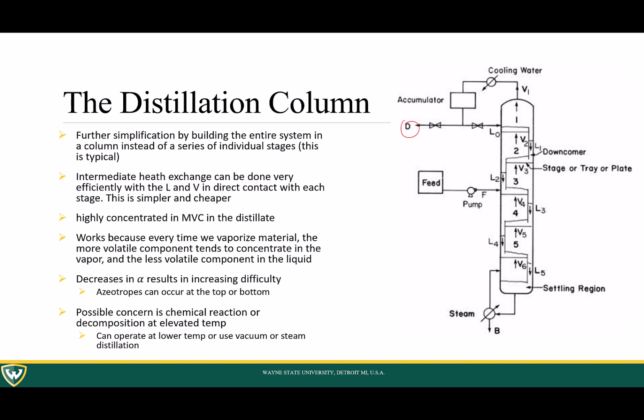A decrease in alpha results in increasing difficulty. I think that's pretty obvious because we've been talking about relative volatility. As we approach 1, we approach azeotropes, and as we do that, we no longer are able to get any separation. One thing to note is that an azeotrope can occur at either the bottom of the column or at the top of the column. So it just depends on the mixtures that you're trying to separate where the azeotrope can occur.